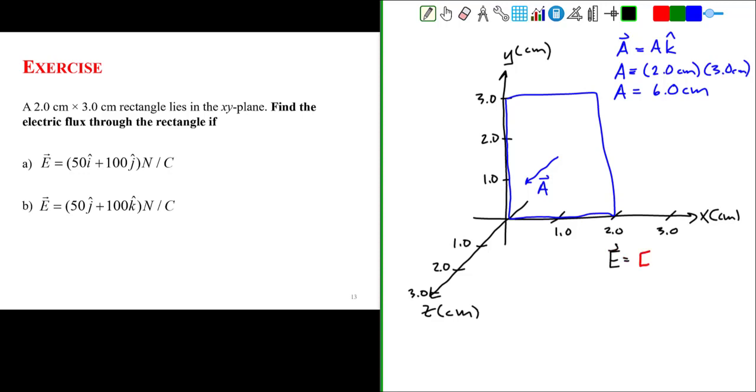I am going to say the electric field is E naught i hat plus 2E naught j hat, where I am defining E naught to be equal to 50 newtons per coulomb. So notice this means that the x component of the electric field is 50 newtons per coulomb, and the y component is twice that at 100 newtons per coulomb. Let's indicate this in our picture.